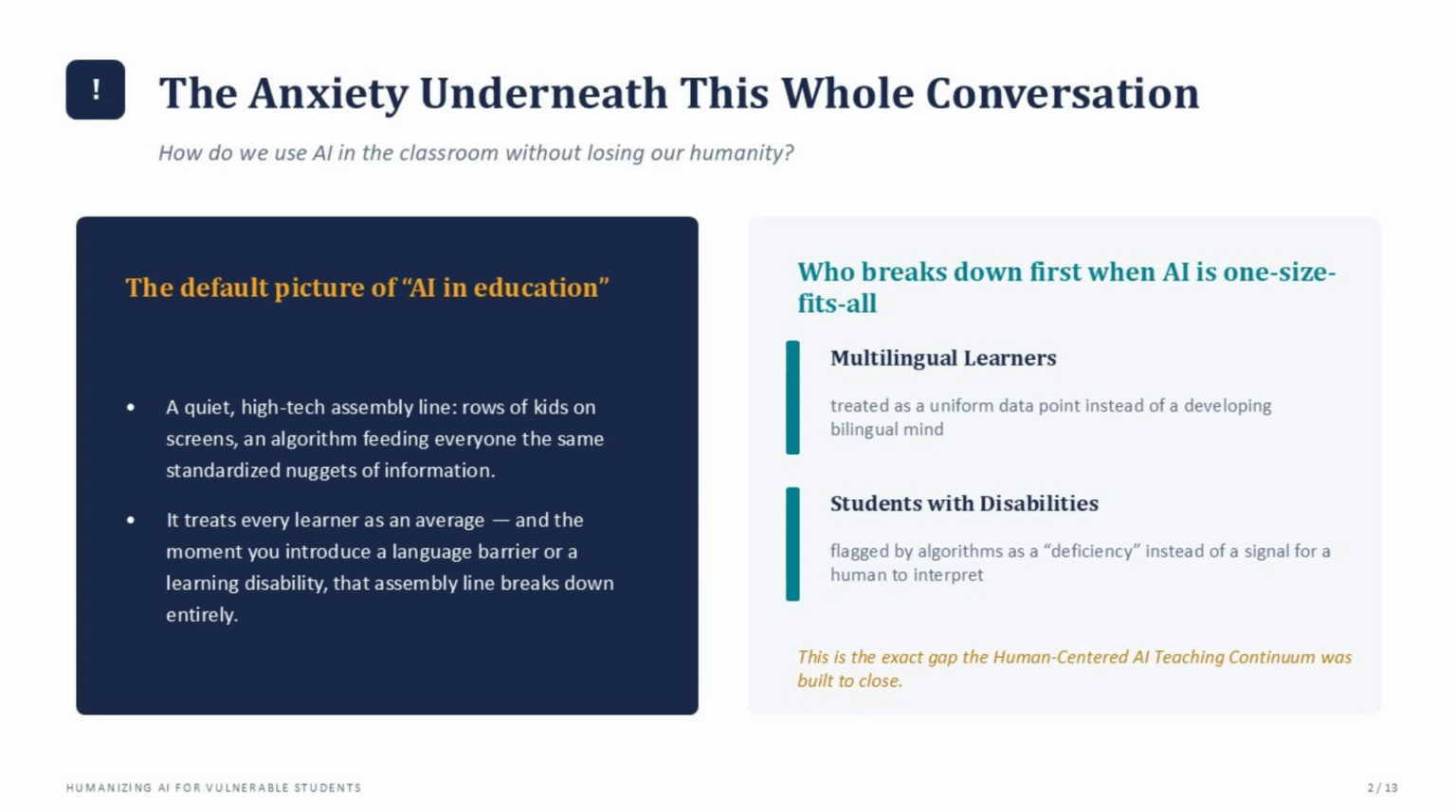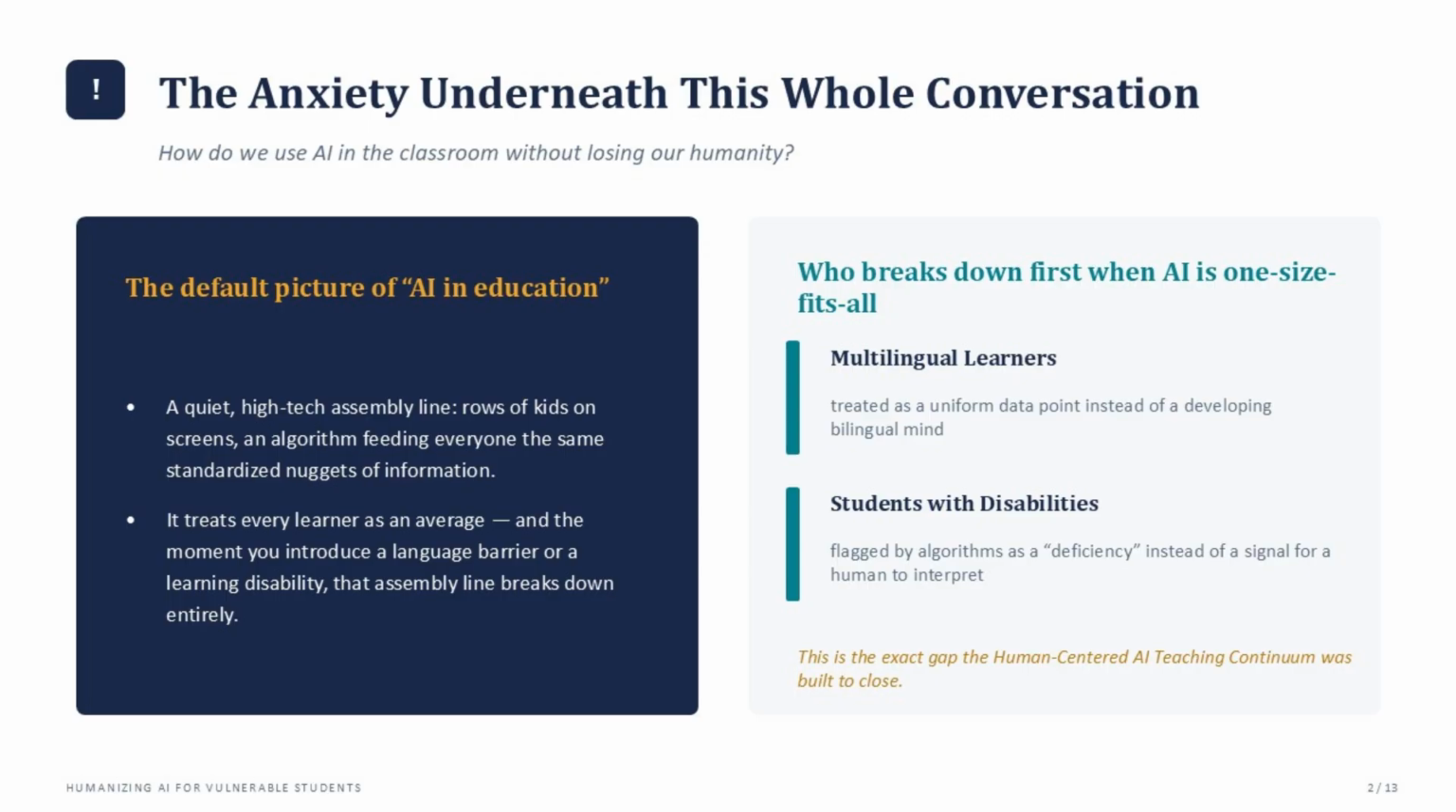Which is so important because when a lot of people picture AI coming into the classroom, they immediately imagine this high-tech factory assembly line. Oh yeah, just rows of quiet kids staring at screens. Right, while some centralized algorithm just feeds them standardized nuggets of information. It's very dystopian. It's a really cold image. It treats every learner like an identical widget on a conveyor belt. Exactly. But look at the students who fall outside that so-called average. The second you introduce a language barrier or learning disability, that whole assembly line just breaks down entirely.